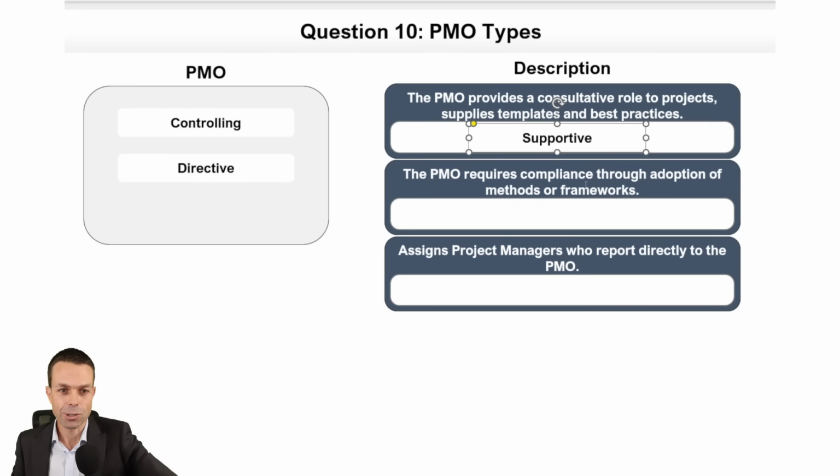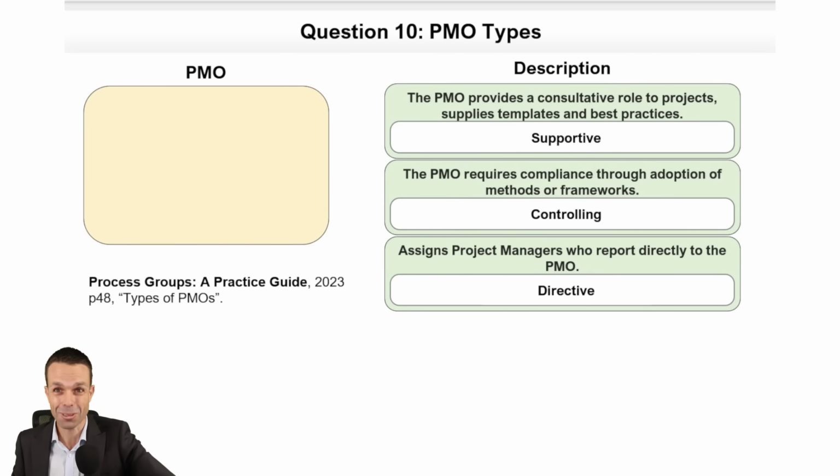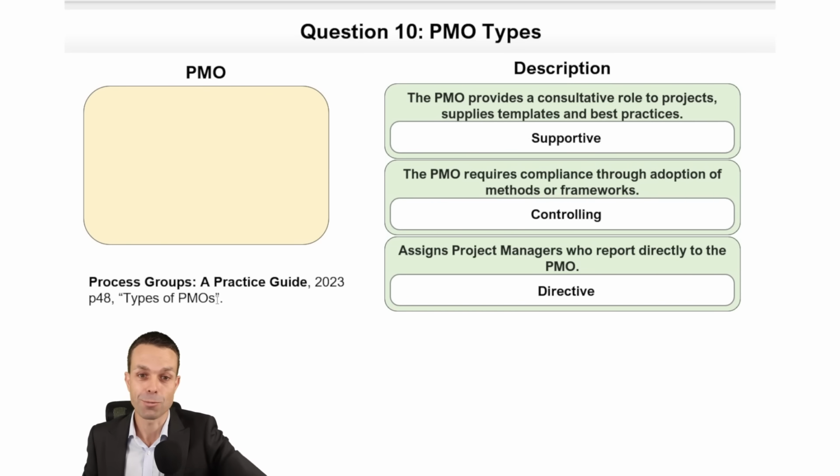Okay. Now these two are quite tricky because I remember the top one is directing. It's a directive PMO. So they're the ones who assign project managers directly. And that comes from the PMO and it reports to the PMO. That's directive. And controlling, they control through methods or frameworks. So that's how we're going to put that one. Let's do a brief check of that. And it's come through. I hope that has been fantastic for you as well. Page 48 on the Process Groups Practice Guide, types of PMOs.